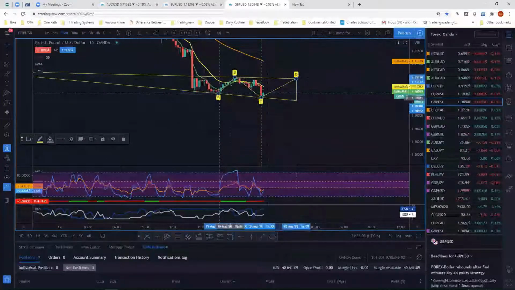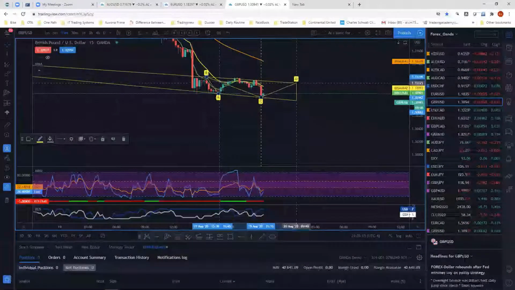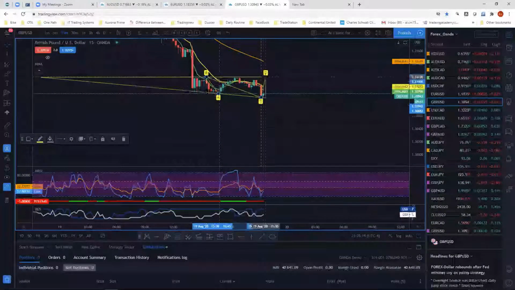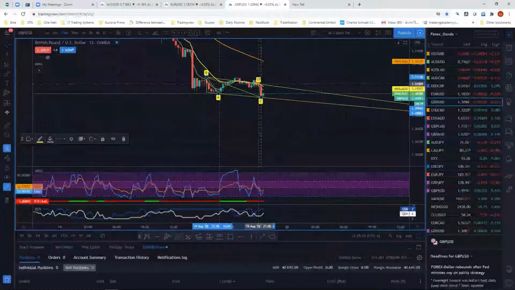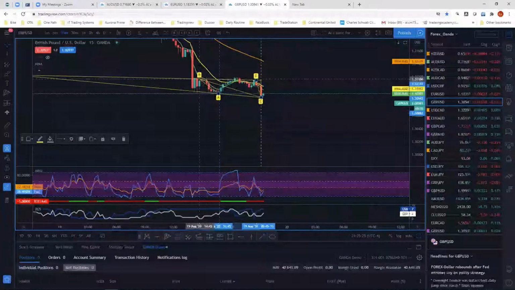But my triangle is going in the wrong direction, so I need to make adjustments to that. I want to see the triangle being pointed in the opposite direction than where it is. So I'm just going to leave it right in this area. I'll bring this one up a little bit.